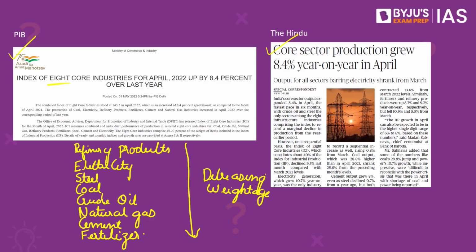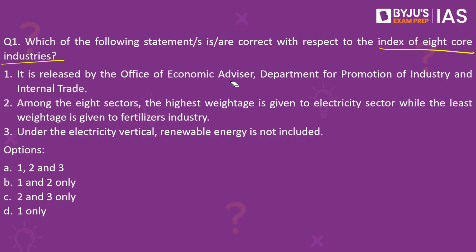That is, among the 8 core industries, the refinery products industry accounts for the highest weightage, while the fertilizer industry accounts for the lowest weightage. The 8 core industries account for around 40.27% weightage in the Index for Industrial Production, that is IIP. With this understanding, let's get back to the question. The first statement, which says the index of 8 core industries is released by the Office of Economic Advisor, Department for Promotion of Industry and Internal Trade, is correct.